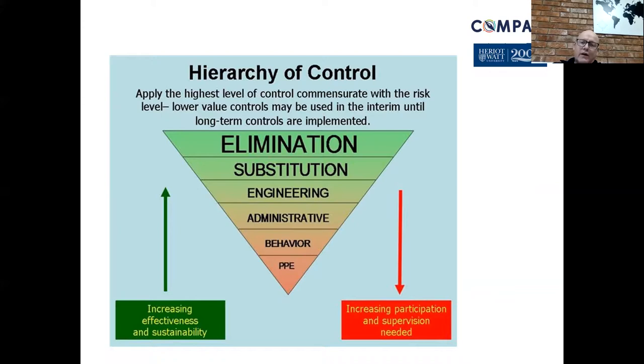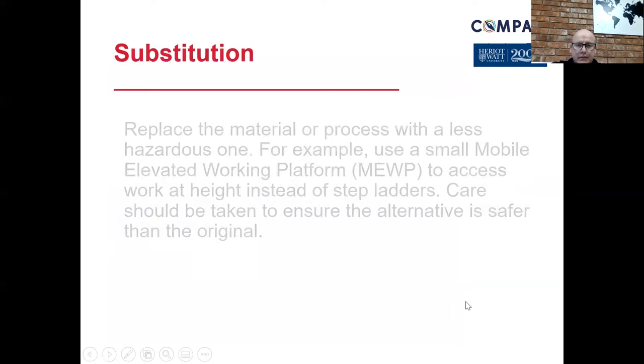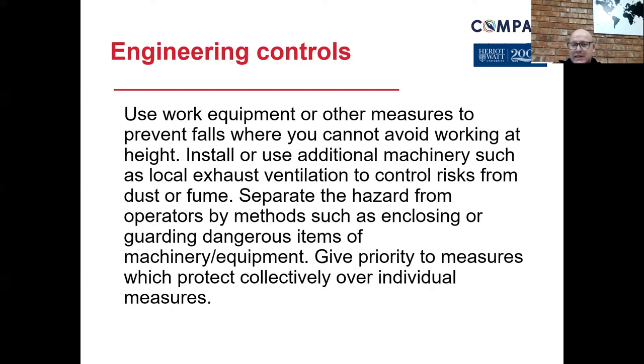The third one down is engineering controls, and those are physical activities that are expected to reduce and control risk. And then administrative controls, behaviour and PPE. So what I'm going to do is just use that as an explanation on each one. So elimination, we've gone through that, or substitute. Rather than using ladders, you might use a mobile elevated work platform. Engineering controls: use work equipment or other measures to prevent falls, but you can't avoid working at height. So install or use additional machinery such as LEV to control the risk from dust or fumes. All these are ways of looking at how you can do things differently, but engineering controls are used heavily, should we say, to control that risk to several people rather than just the individuals.